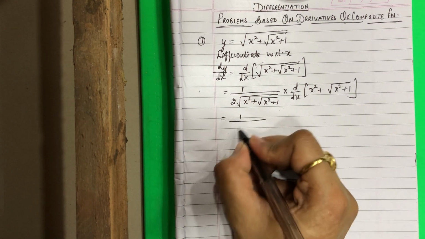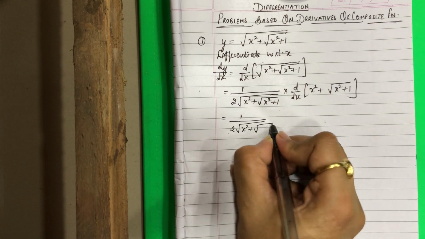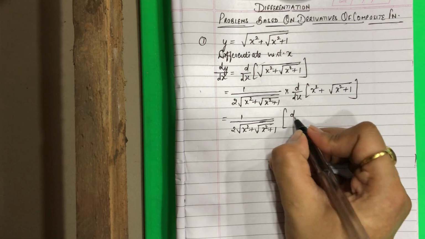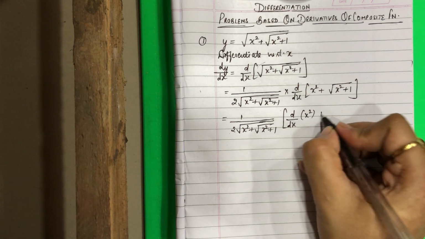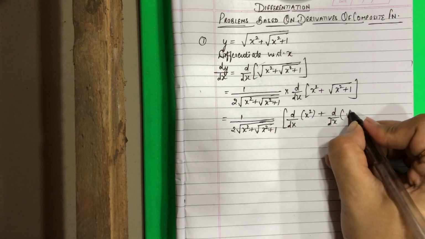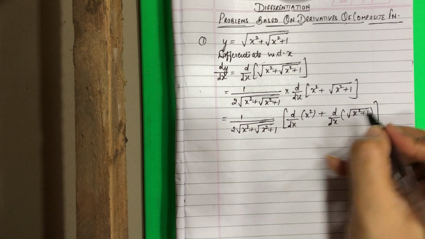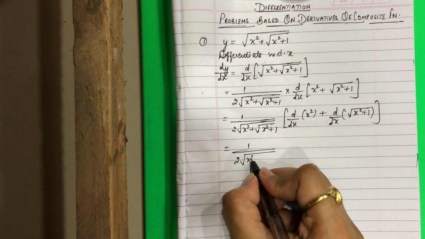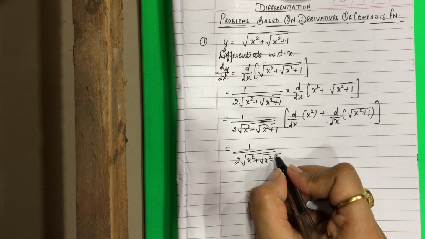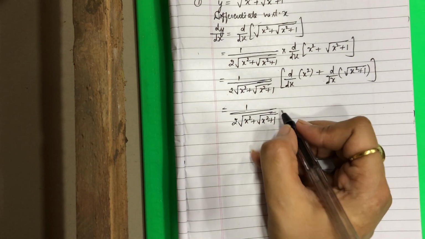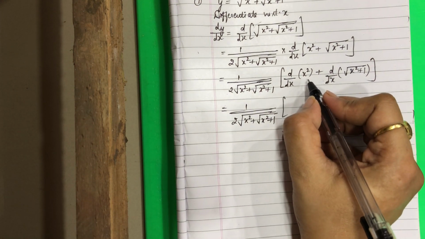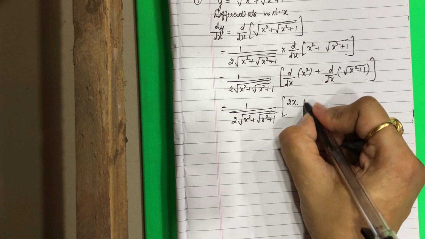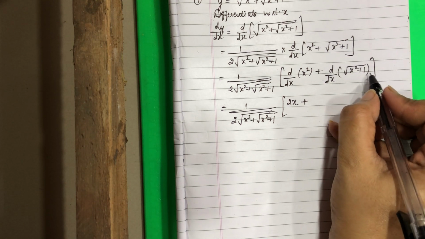So this will give you 1 upon 2 root x square plus root x square plus 1. Differentiate this term individually, d by dx of x square plus d by dx of root of x square plus 1. The denominator would be the same, 1 upon 2 root x square plus root x square plus 1. d by dx of x square can be differentiated by using the formula for x raised to the power n. That gives you 2x plus d by dx of root x square plus 1.